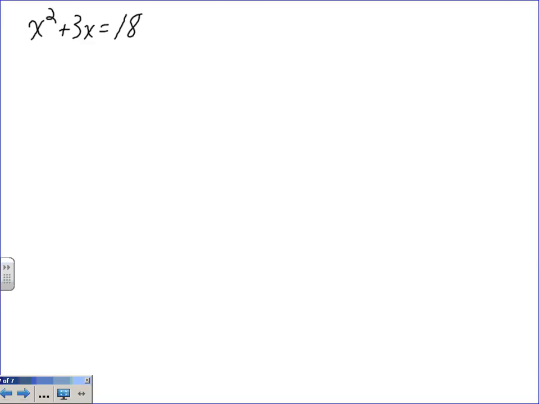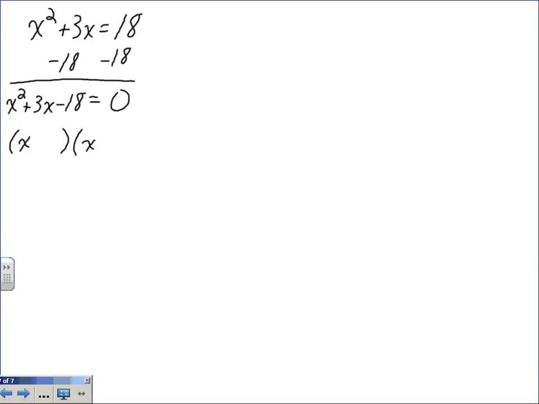Well, I want this equation to equal 0. So what I'm going to do, subtract 18 from each side. Because if I do that, 18 minus 18 is 0. Now let's see what I have over on the left side. X squared plus 3x minus 18 equals 0. Now it looks like the other problems we did, and I'm going to factor x and x.